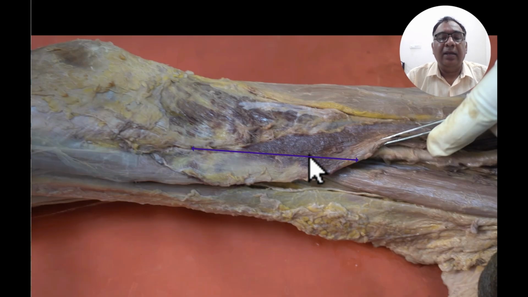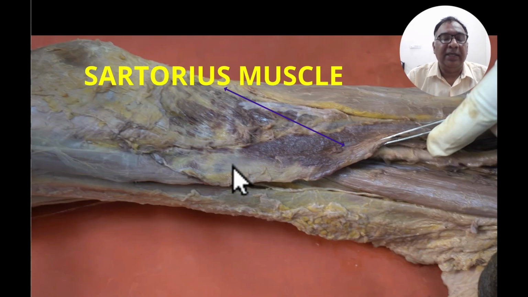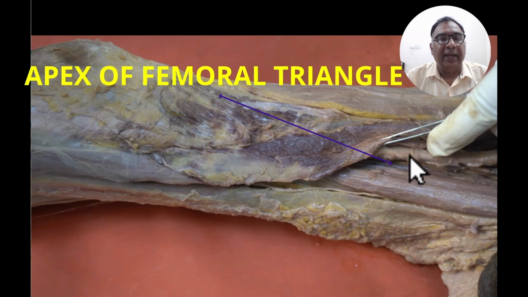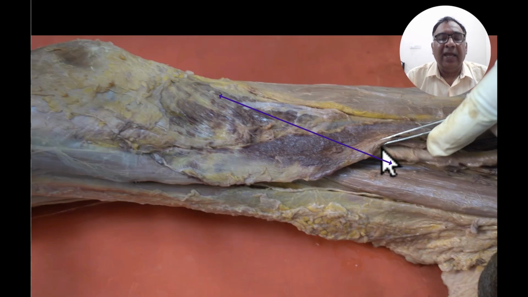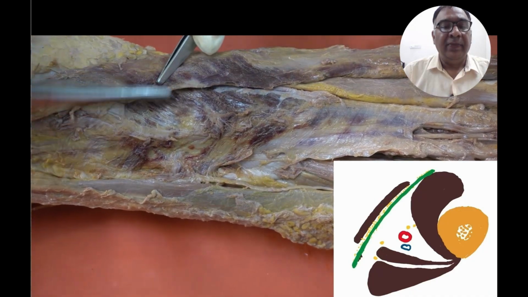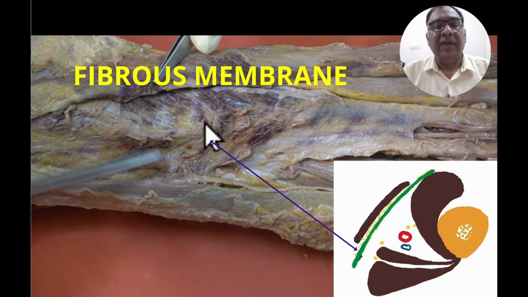Here adductor canal is overlapped by sartorius muscle. And this is adductor longus muscle and this is sartorius muscle, and here this is the apex of femoral triangle. Superiorly adductor canal opens in the apex of femoral triangle. After reflecting sartorius muscle, we will get a fibrous membrane. It forms the medial wall or roof of adductor canal.